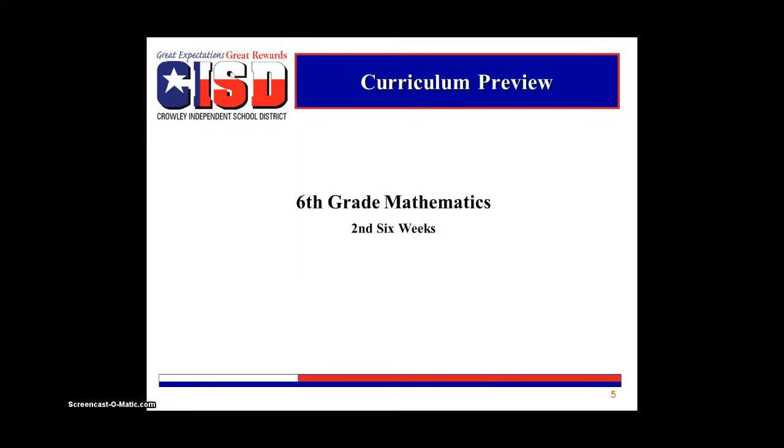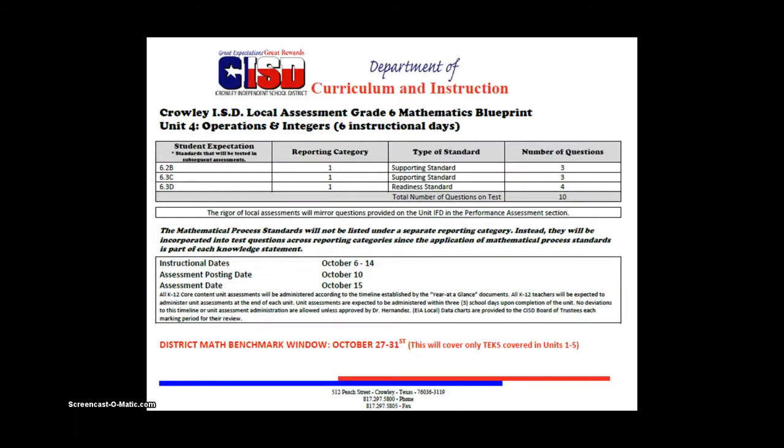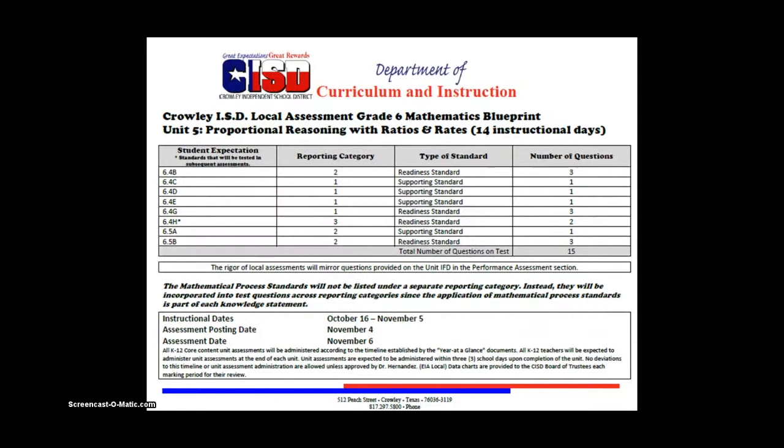Units covered in the second 6 weeks are Unit 4, Operations and Integers, and Unit 5, Proportional Reasoning with Ratios and Rates. Please pause the video to review the Unit 4 Local Assessment Blueprint. Take time to note the instructional days and assessment posting and administration dates. Now take a moment to review the Unit 5 Local Assessment Blueprint.